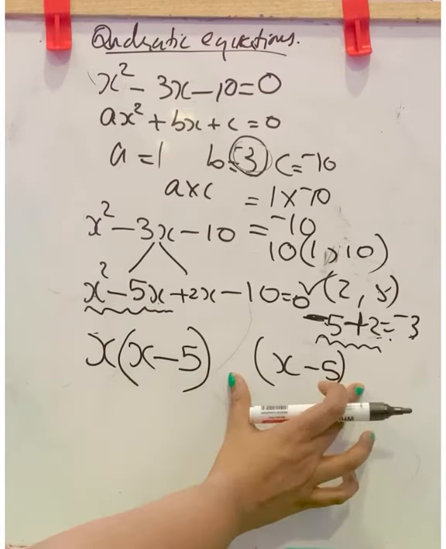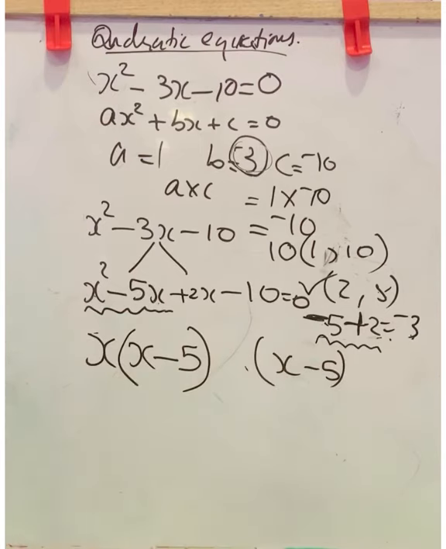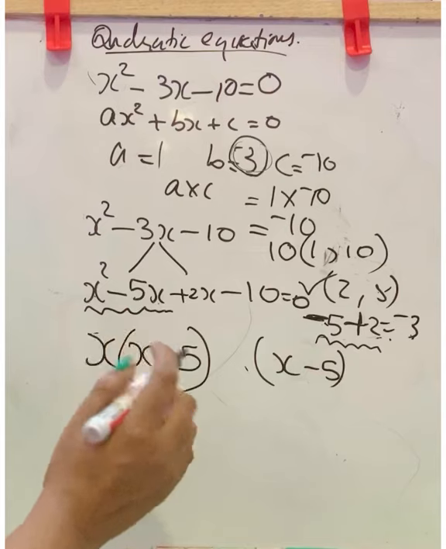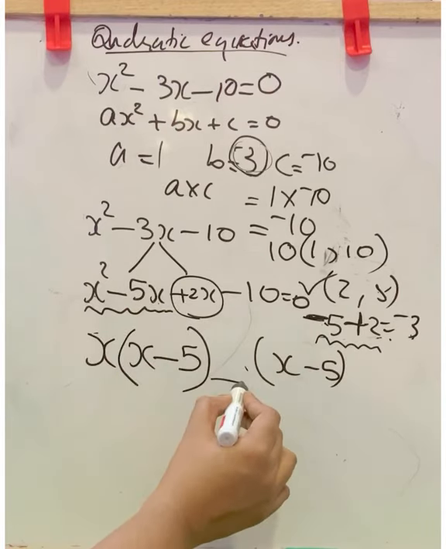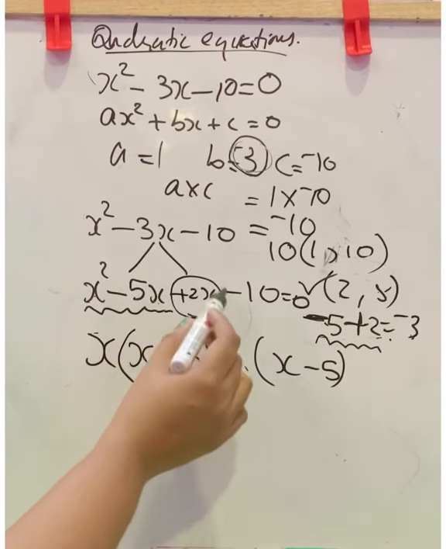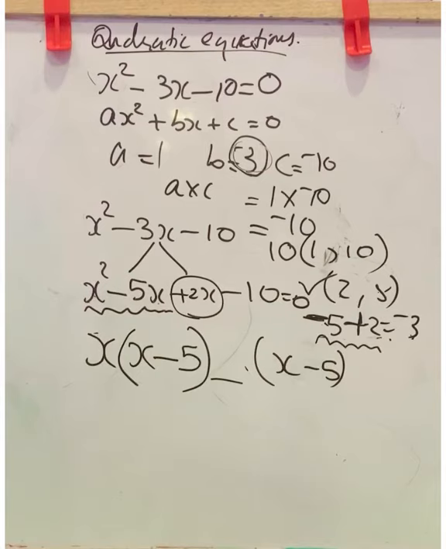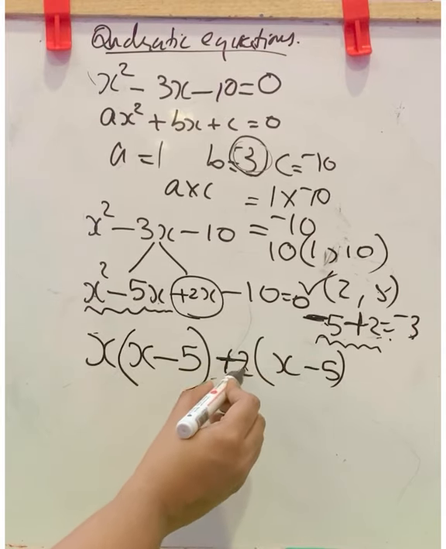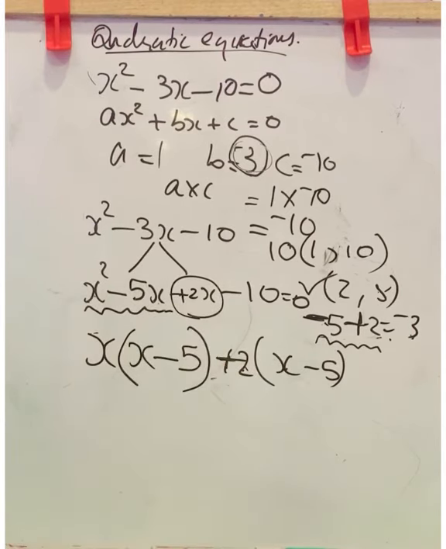In this term and this term, you need this bracket as common. So we are first writing the bracket here. Now check the third term, dash into x. You want to get this third term. What is it? How will you get this plus 2x? Plus 2, don't forget to put the sign. Plus 2 into x is plus 2x.